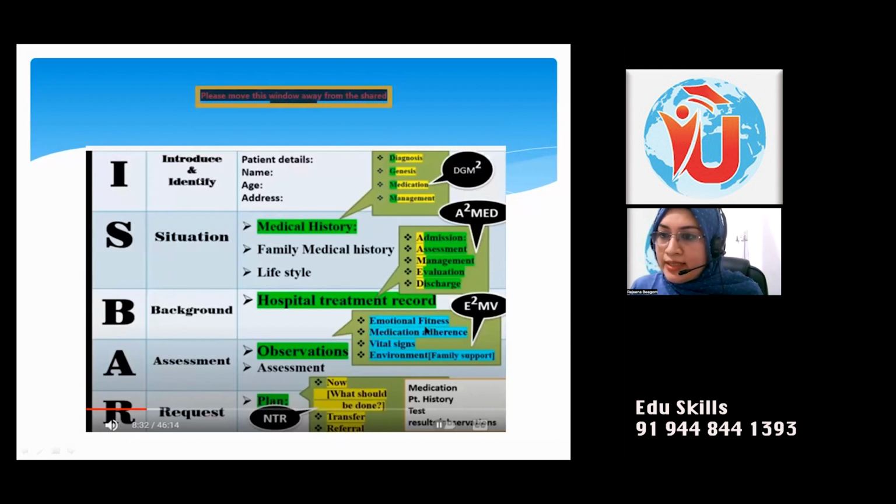In introduce and identity, what are the things you need to include? Patient details: name, age, and address. Coming to the situation: medical history, family medical history, and lifestyle of the patient. Background: hospital treatment and record. Then assessment: observation. And the last, request.